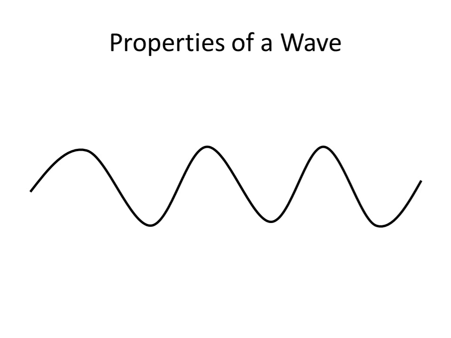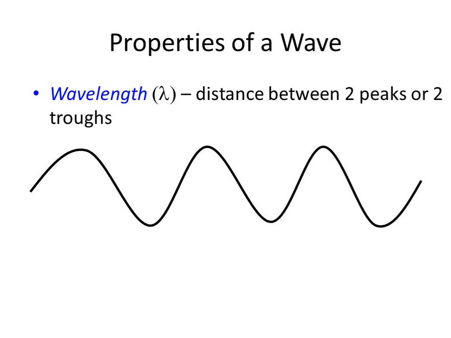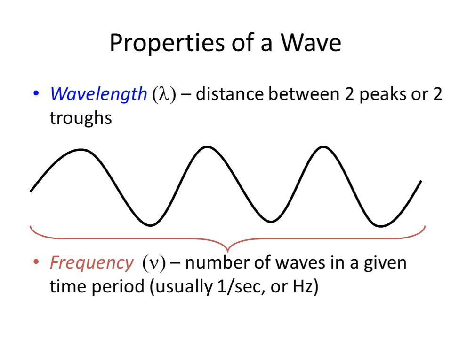When we think about one of these waves, there's two main properties that we consider. The first is the wavelength, indicated by the Greek letter lambda, and this is defined as the distance between two peaks or two troughs. Another property that we can use to describe a wave is the number of complete waves that we get in a given time period. Usually that time period is 1 second. And so if you had one wave per second, that would be referred to as 1 hertz. Hertz and inverse seconds are interchangeable units.